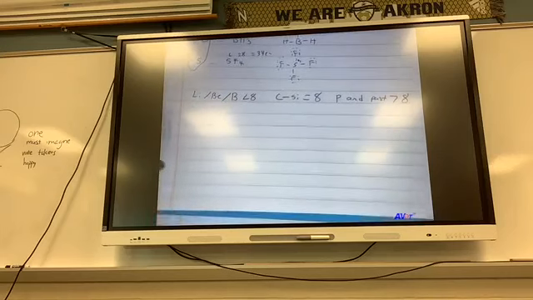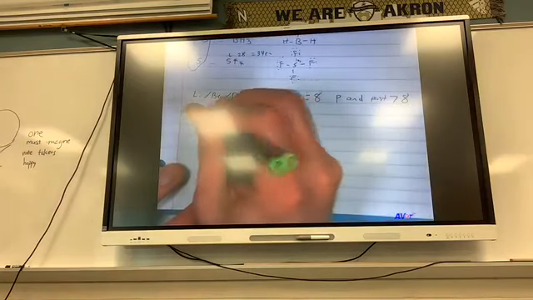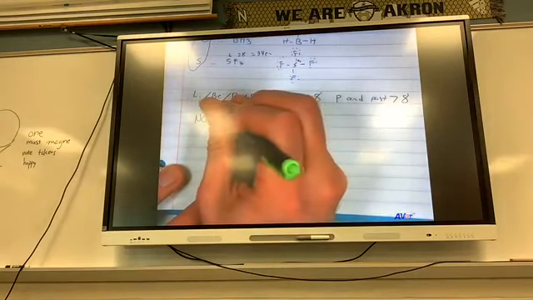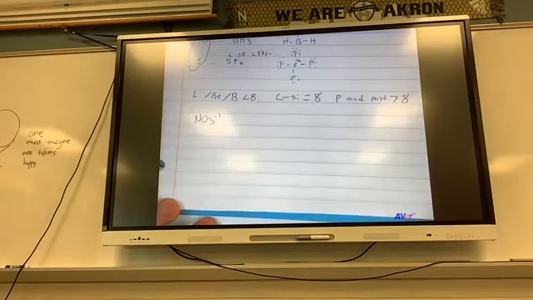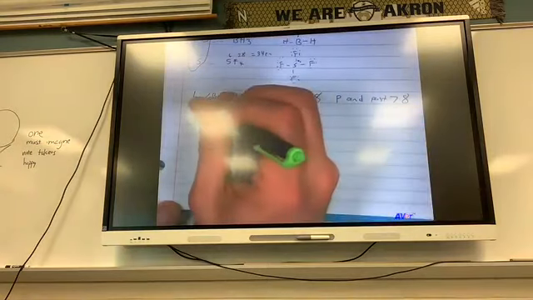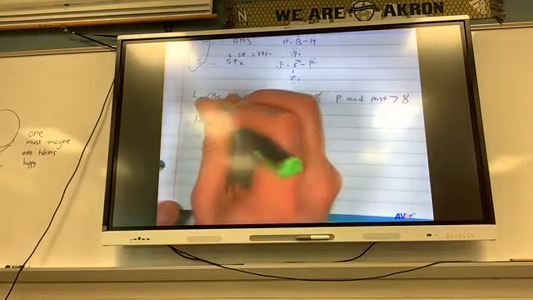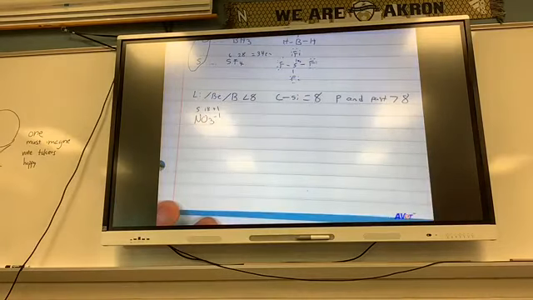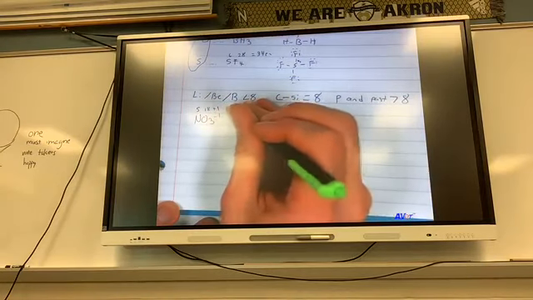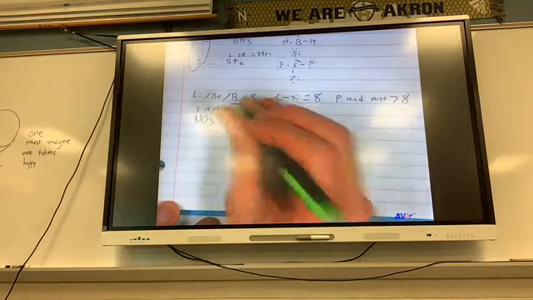So let's say I had something like this, NO3 minus 1. Lewis structure. Well, nitrogen's 5. Oxygen's going to be 18. A negative 1 must mean I gained an electron for a total of 24 electrons.